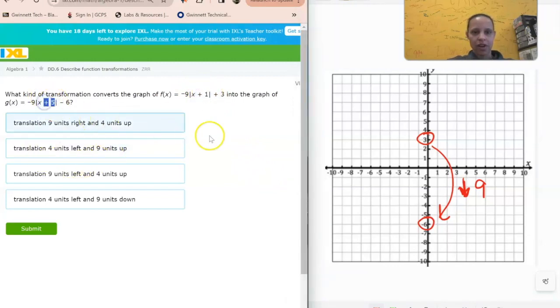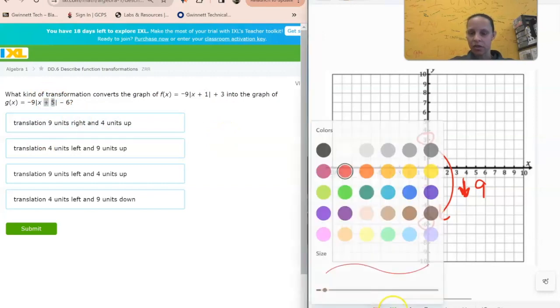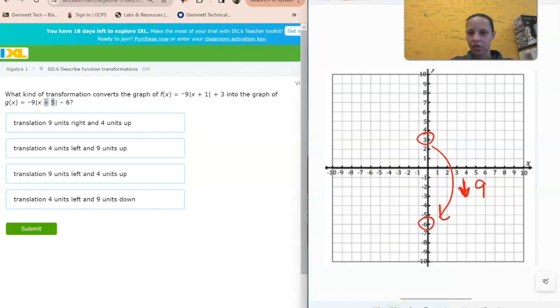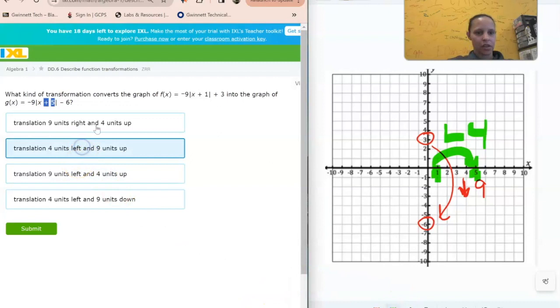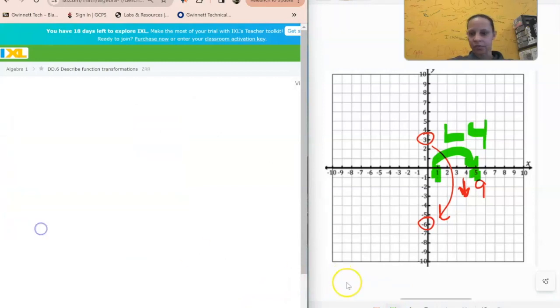to 5. So x, I go from 1 to 5. So I'm going right, and it's opposite, so it's really left. And that's 4 boxes. So left 4, down 9. Down 9, down 9. Left 4, down 9.